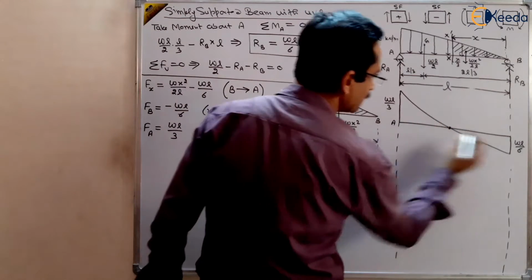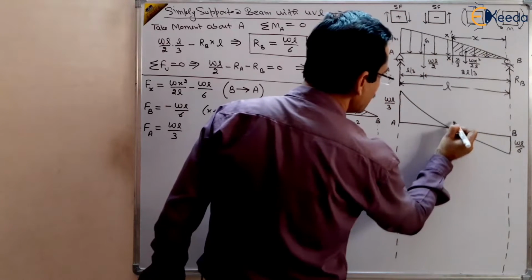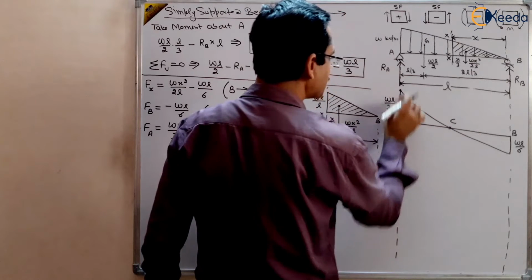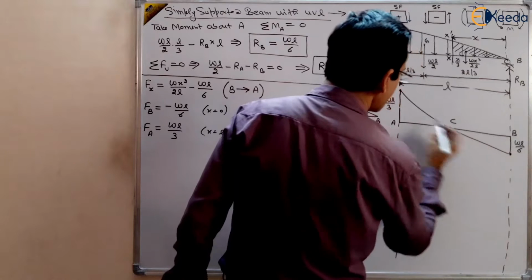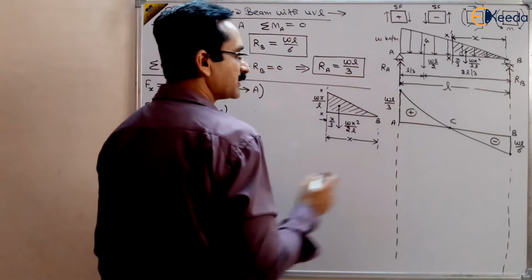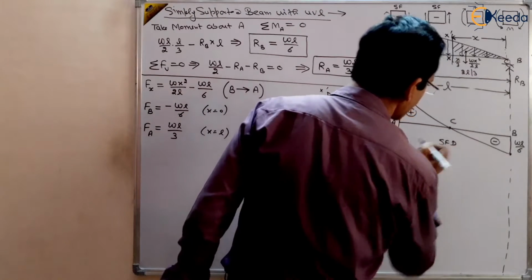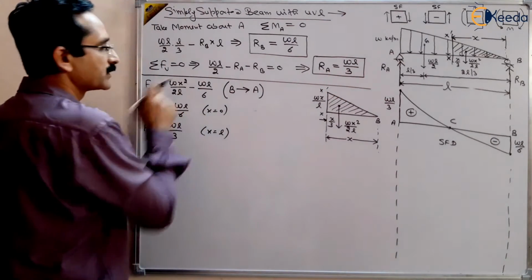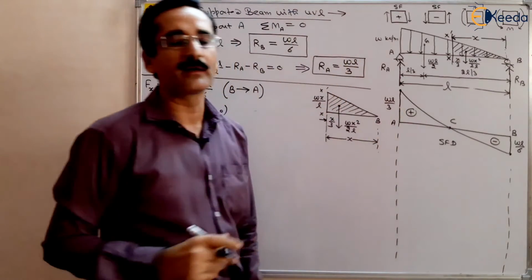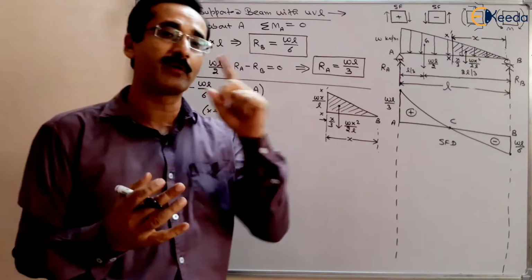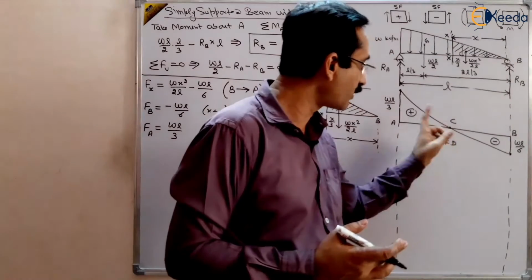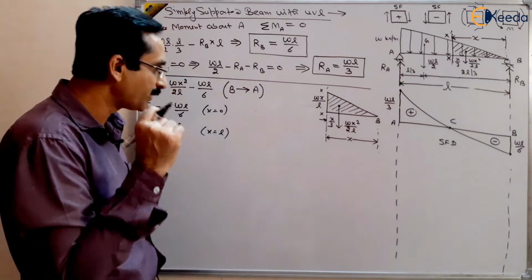And this is our A, this is B, and this is the shear force at a certain point C, and this value is the maximum value, WL by 3, and this value is the negative value at the lower end. So this is the shear force diagram, a parabolic diagram, because here it is x square. At point C, shear force is 0, and as you know, the point where shear force is 0, the bending moment will be maximum. So you will get the maximum bending moment at this point, and it is not at the center. Bending moment will be maximum at point C.